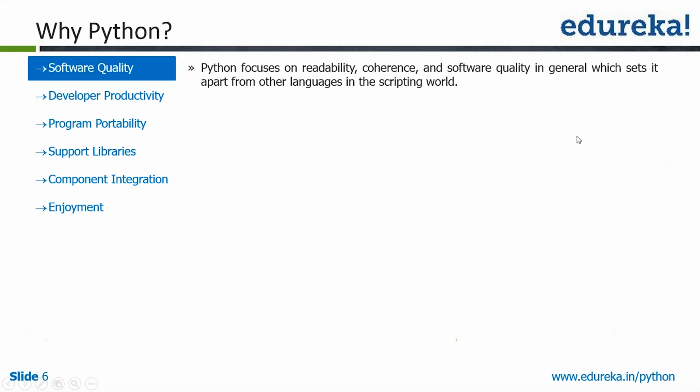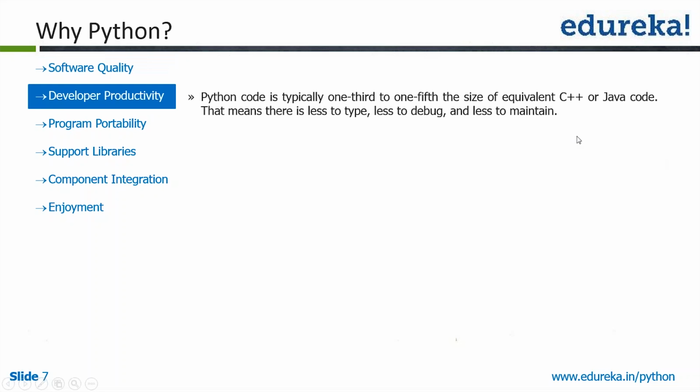Second is developer productivity. Python code is typically one third to one fifth the size of equivalent C++ or Java code. And as I mentioned, for the machine learning problems which we discussed, if you are really good at C++ or Java, and if you try addressing those problems in those languages, I can bet that your code will be way beyond 42 or 40 lines of code than what we really saw addressing one of those problems.